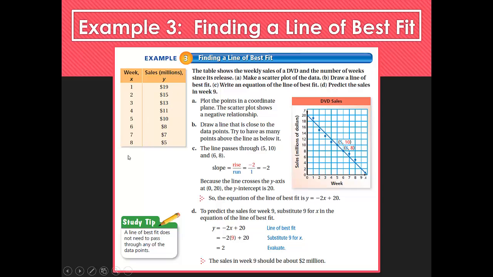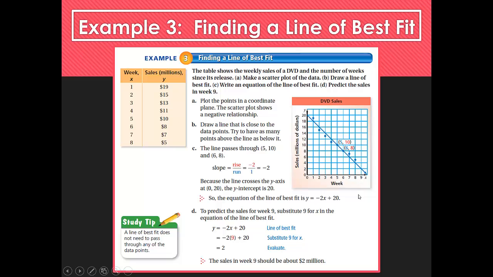So here is our data. We're going to transfer this data over to our graph. So X would be 1, Y would be 19. So we would go over to 1 and up to 19. Our next point would be 2, 15. So over to 2, up to 15. Then we have 3, 13. So over to 3, up to 13. 4, 11. 5, 10. 6, 8. 7, 7. And 8, 5.